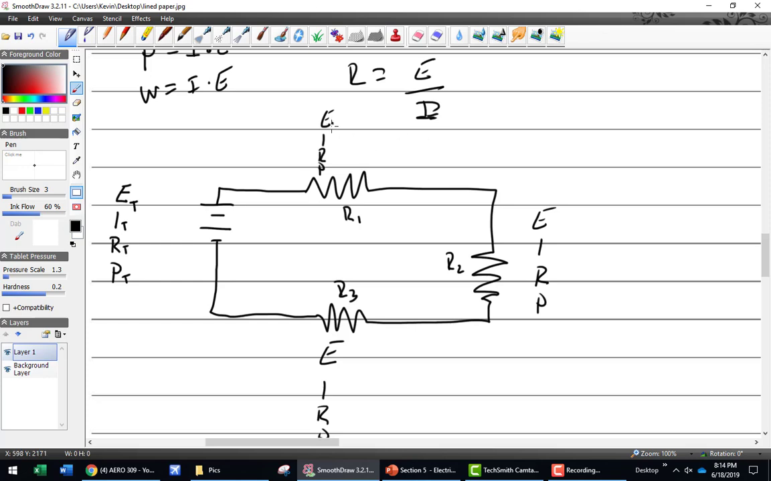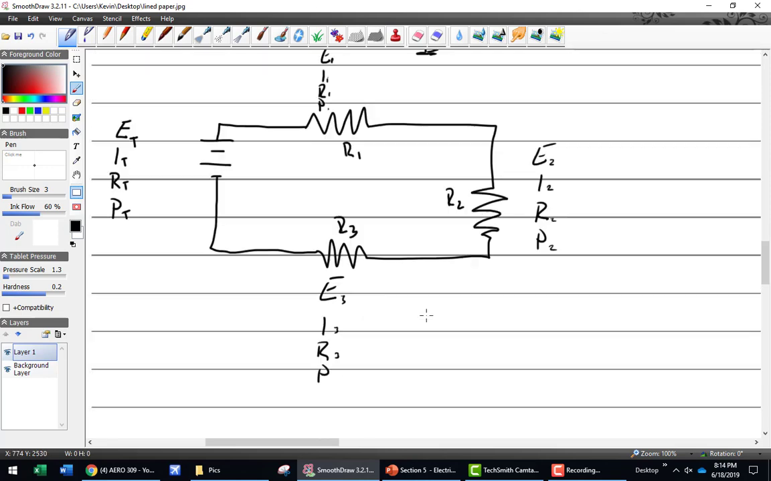And so this becomes E1, I1, R1, and then E2, I2, R2, and E3, I3, R3. If I assign a value for each one of these resistors, I'm just going to make up something. We'll say 25 ohms, and we'll put 30 ohms and 15 ohms.